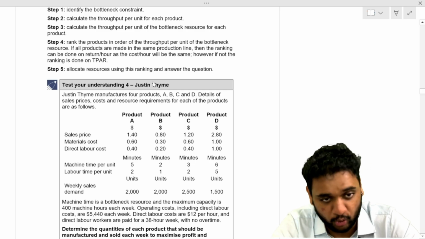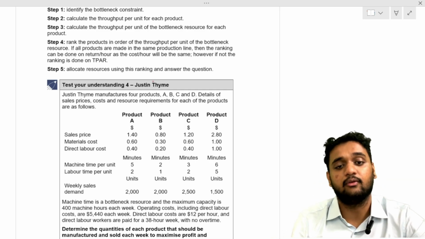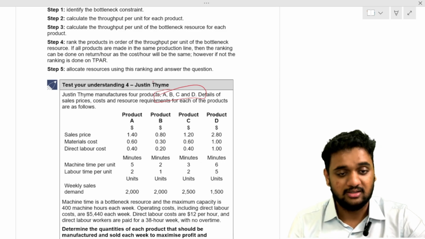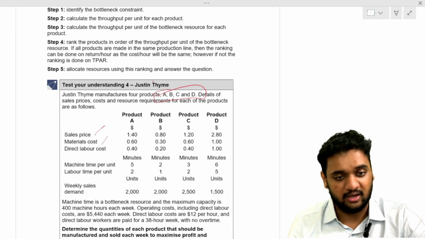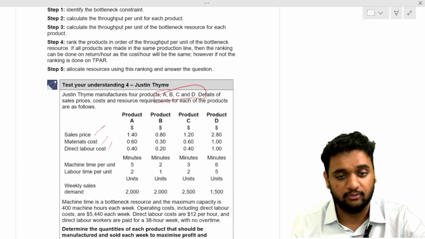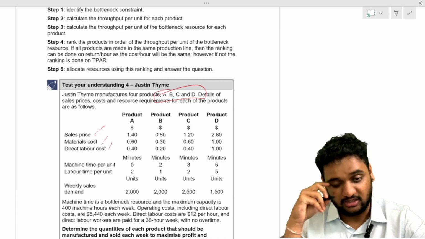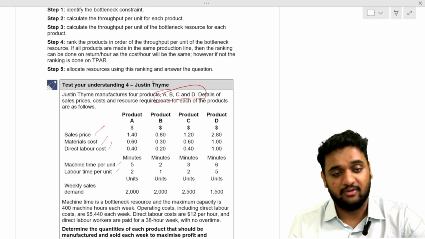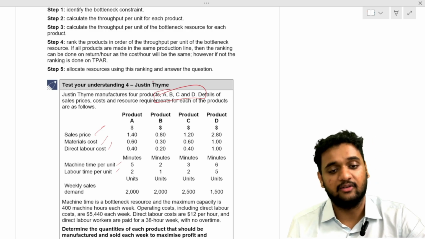Coming to test and understanding question number 4. What is given to us? We have 4 products A, B, C and D. Sales is given, material cost is given, direct labor cost is given. Will we take direct labor cost? No, we will take only throughput. So we will not take direct labor cost. Leave that. Next, what is given? Machine time per unit and labor time per unit are given to us. Understood?